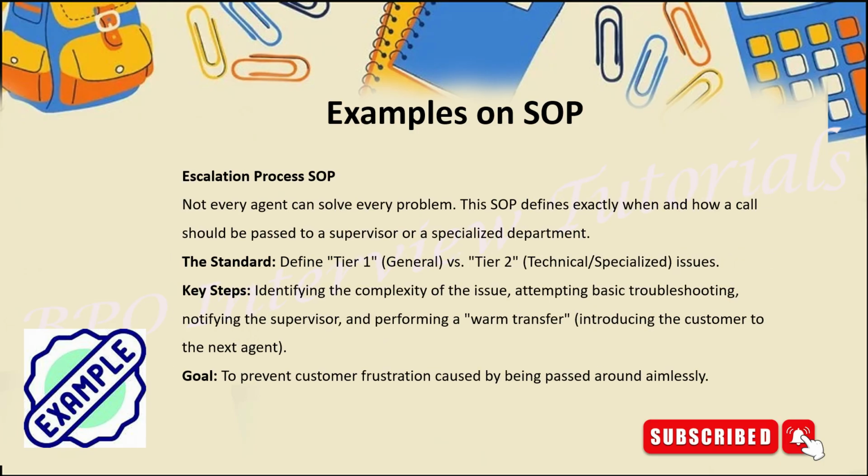So this is one SOP I will follow. Second, the escalation process SOP. In this, every agent will have some problem that needs to be resolved. In this SOP, we will understand what kind of action we can take if there is any escalation in any of the teams. Okay. Now, key steps: identifying completely all the issues, attempting basic troubleshooting, notifying the supervisor, performing a warm transfer, introducing the customer to the next agent. Everything we will follow here in the escalation SOP. What is the goal? To prevent customer frustration caused by being paused or sent around aimlessly.